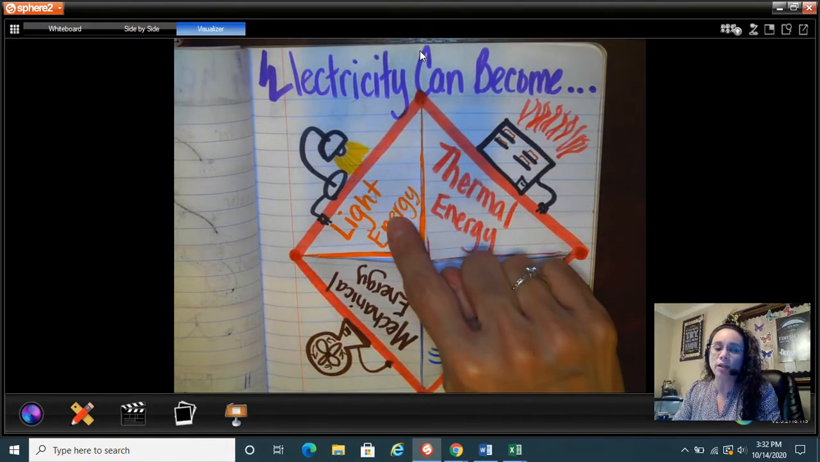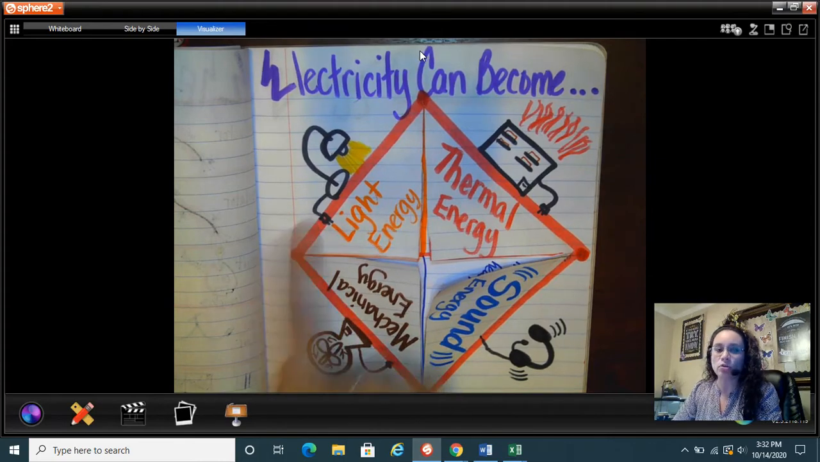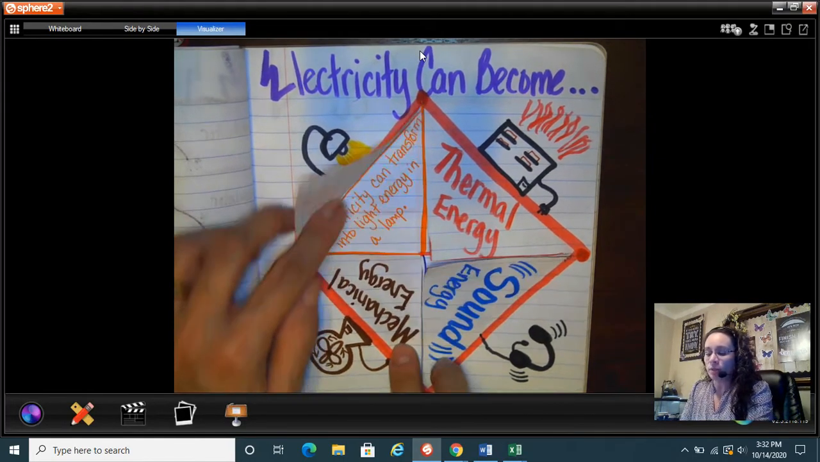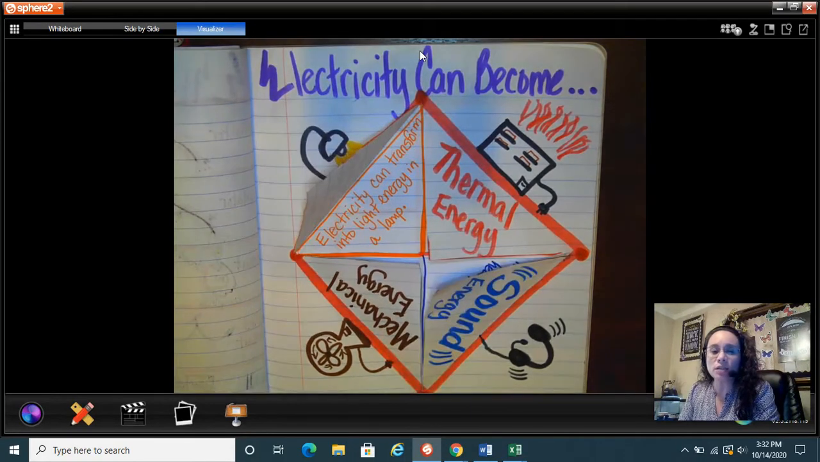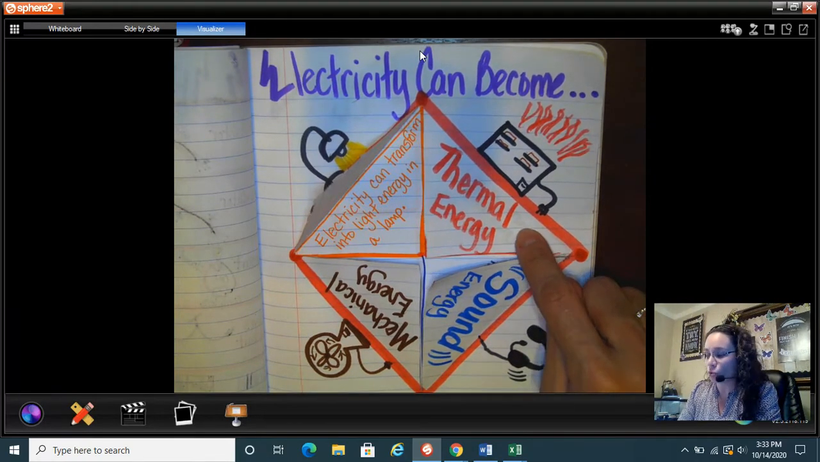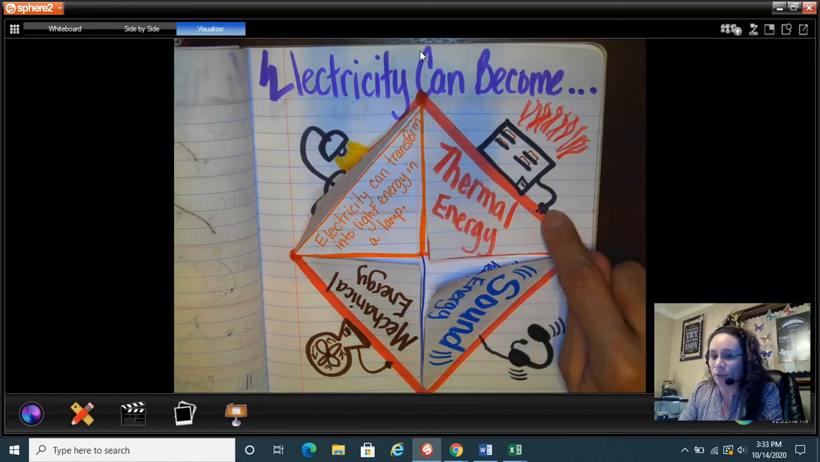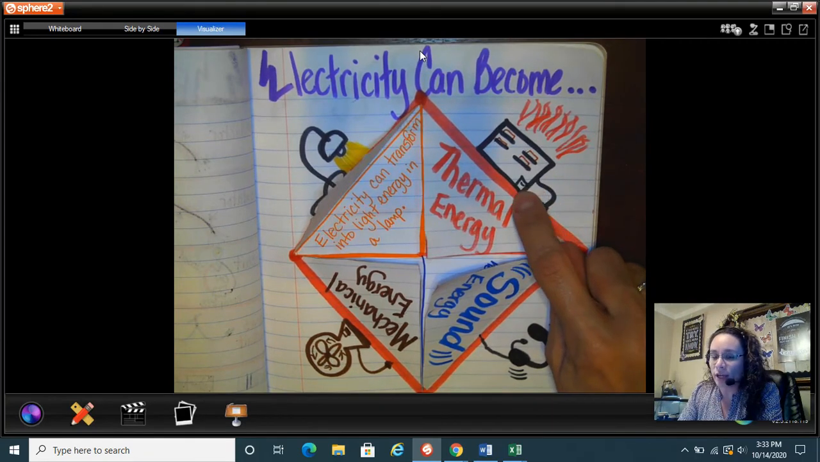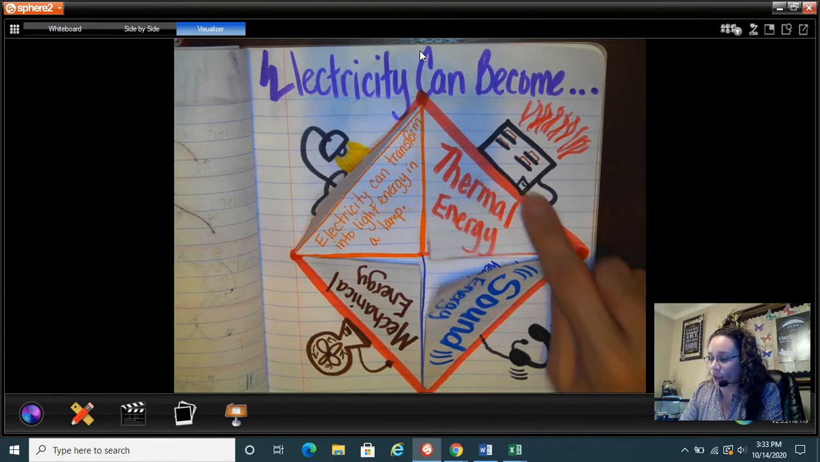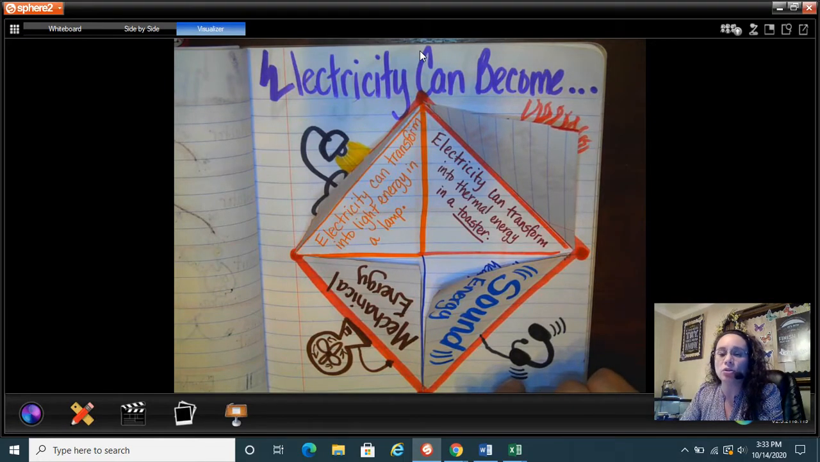So the first door, I put light energy. Electricity can become light energy like in the lamp. So I drew the lamp and I opened up the door of light energy and I wrote electricity can transform into light energy in a lamp. Okay. The next door I put is thermal energy, and I drew a toaster because toaster for sure gives me heat, especially when I plug it in and I pull down the little switch in my toaster and I can toast my bread. Okay. So electricity can transform into thermal energy in a toaster.